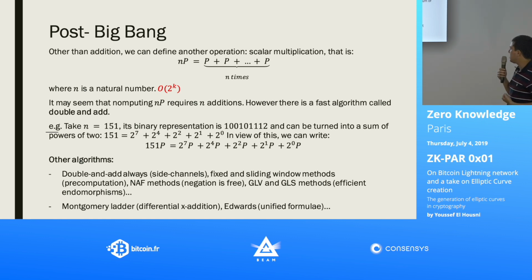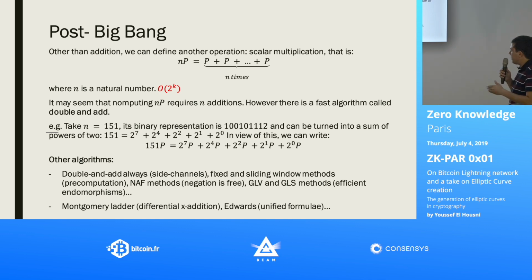So instead of doing this, you do some nice tricks. The most basic one is double and add. It's based on the Horner rule. If you can express a scalar in a binary decomposition, you can do double and add. If the bit is 1, you do doubling, you do addition, and then you do doubling. This is the very basic algorithm in order to do scalar multiplication on elliptic curves.